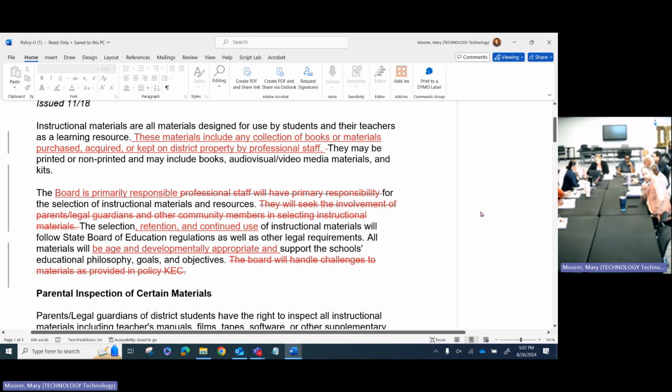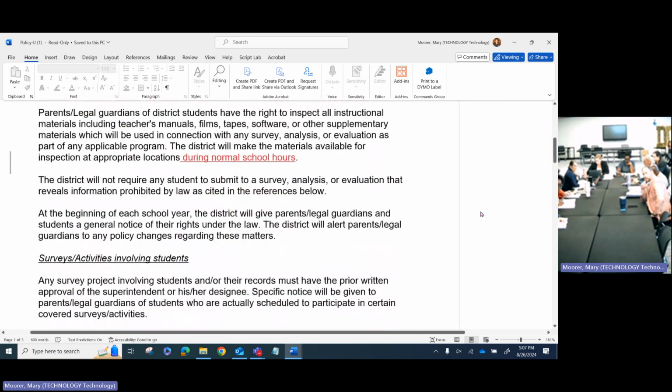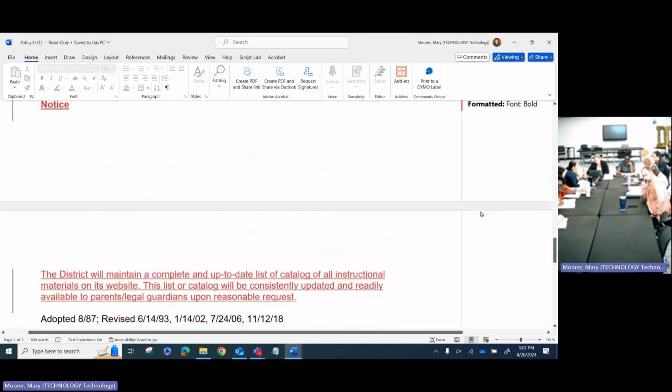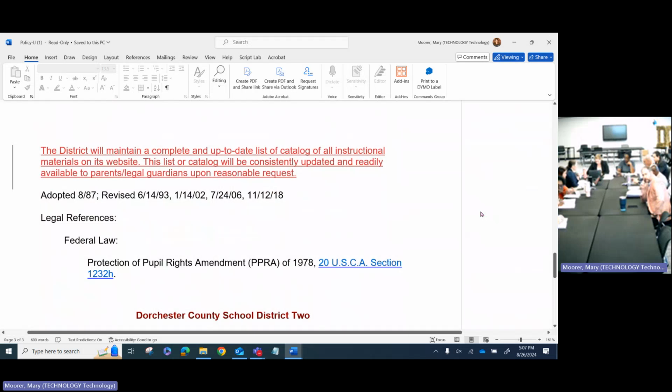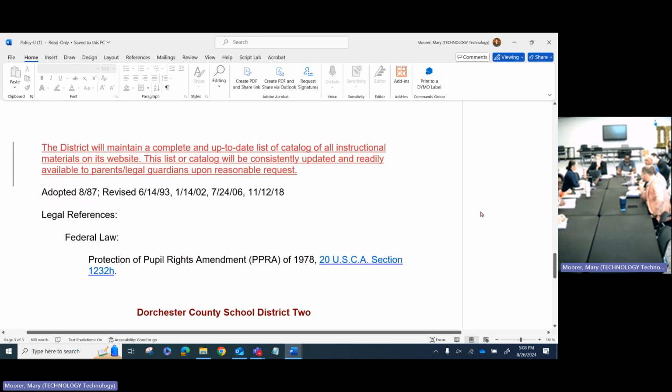The other recommendation of the district is at the bottom of that policy, the last paragraph, notice. This is not specifically in line with the regulation. What the regulation requires is that the district maintain a complete, up-to-date list of our library materials on our website at all times, and that a list of instructional materials be available to parents on request. So the recommendation of the district is to completely change the language: the district will maintain a complete and up-to-date catalog of all books and other materials that are available to students through the district's libraries and media centers. A complete list of other instructional materials that are used and are available to students in any given class, course, or program that is offered, supported, or sponsored by the district shall be provided upon reasonable request to any parent or guardian of the student. That language is exactly from the regulation.